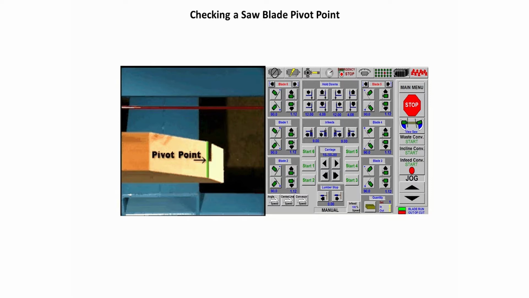All three cuts should intersect at one point. Looking at this particular board, it shows the pivot point is good, so nothing more needs to be done.